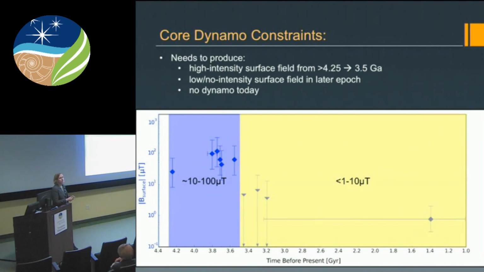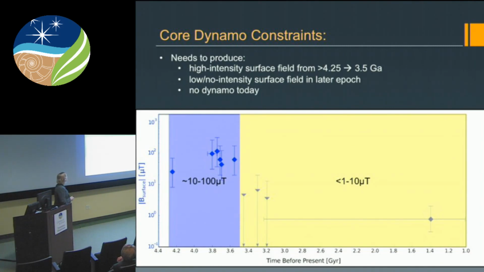So if we're going to invoke a core dynamo in order to explain the lunar magnetic record, then I would argue that you need to explain the following three facts with your core dynamo mechanism. First of all, you need to explain this high field intensity epoch here. Okay? Then you need to explain a low field intensity epoch later, and I would argue you also need to explain that there's no dynamo today on the moon. Okay? So those are the three basic facts of the lunar magnetic field that your dynamo mechanism better be able to explain.